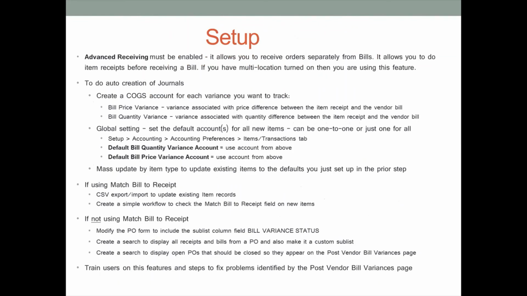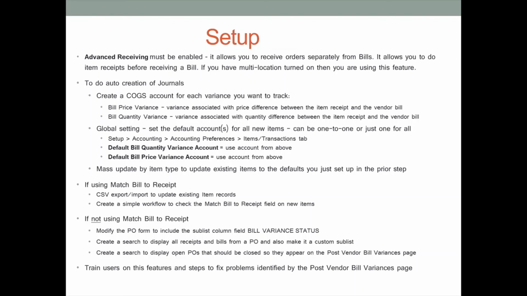So to do the setup, everybody has to have advanced receiving enabled. That's what allows you to have the bill separate from the item receipt. If you want to do auto creation of journals, I've basically listed here what you need to do to set those up, setting up your accounts in the global setting, and doing a mass update to update your existing items to use those defaults. If you're using match bill to receipt, you need to do this extra step.